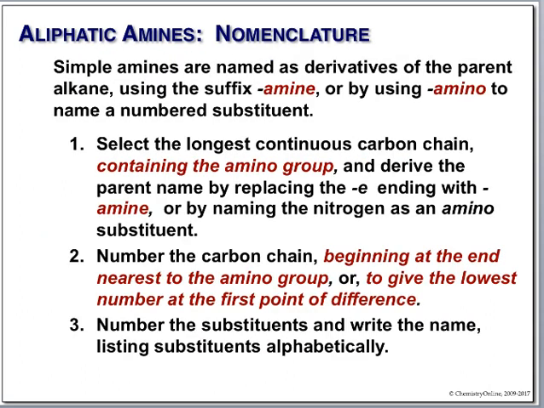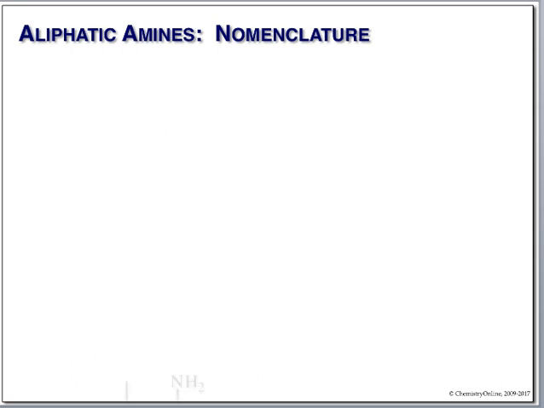When we do nomenclature, we're going to use either amine or amino. We're going to follow the basic rules that we always have. We would like to give the amino group the lowest number at the first point of difference. And this is where the amino group differs from some of the things we've talked about recently. It's more like a halogen substituent. The first point of difference is more important than the substituent itself. So let's look at some examples.